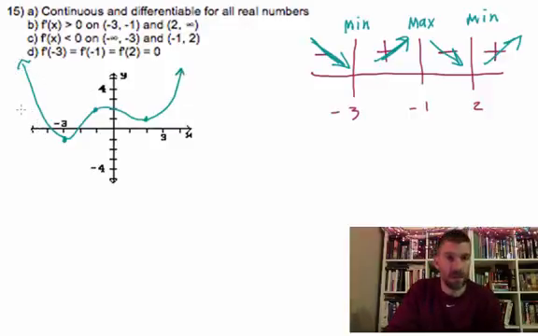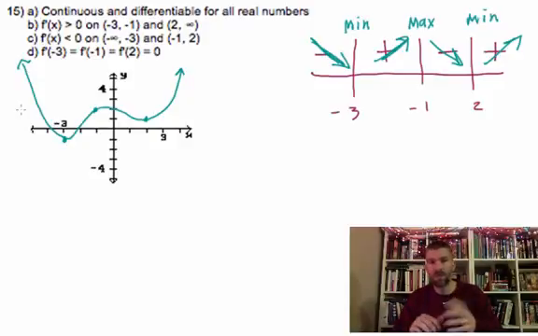So my graph could look like this. It should resemble this. Is this an exact graph? I don't know. I'd need more information. But my graph should look something like this, where I've got these peaks and valleys at -3, -1, and 2. And I should be increasing on both ends. Okay? So there you go, using some information to find the graph.